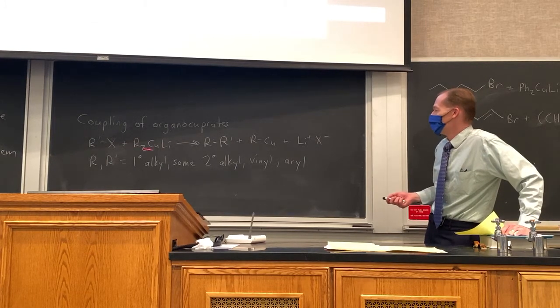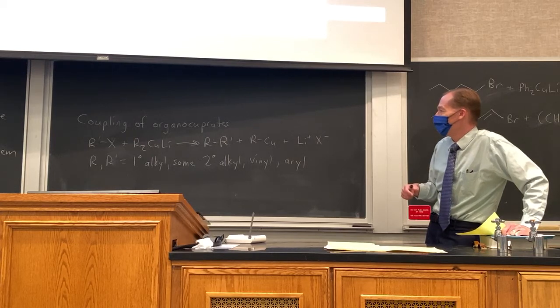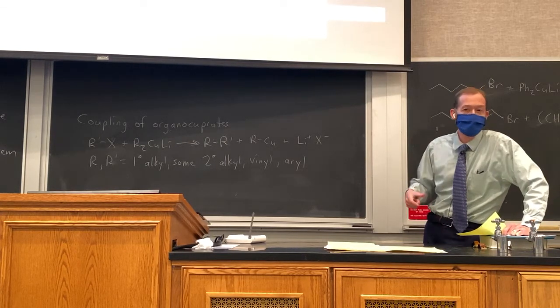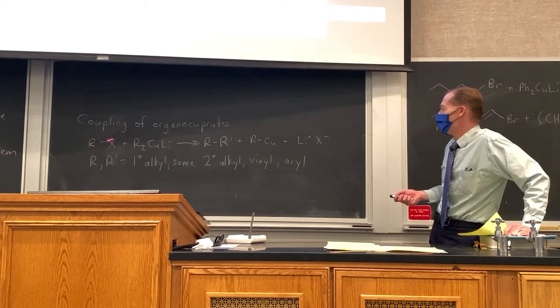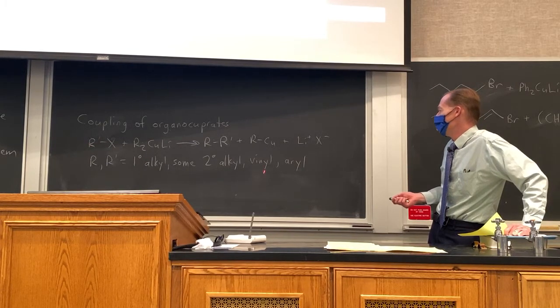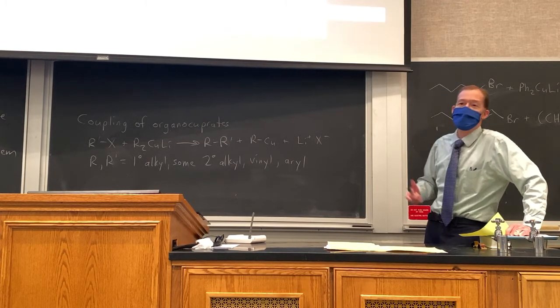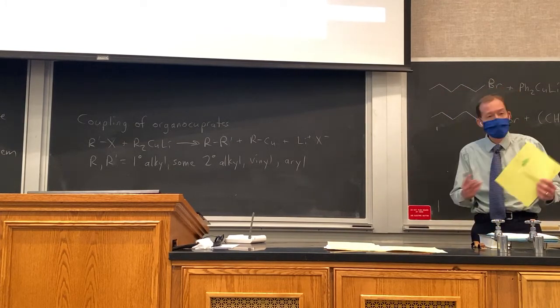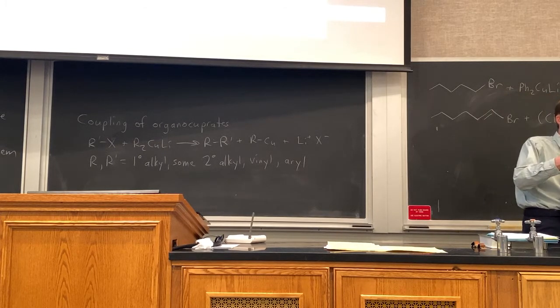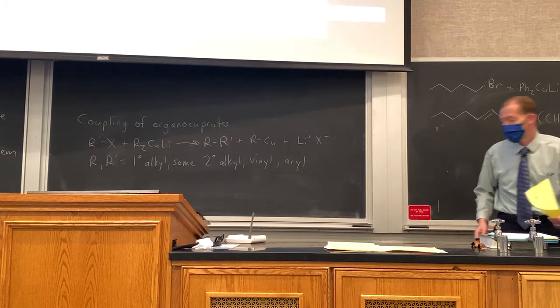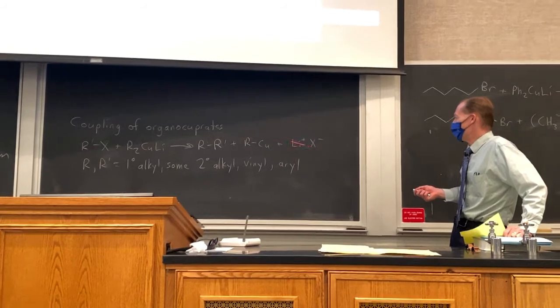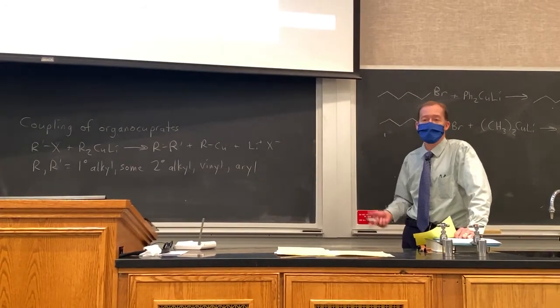And the requirements for the groups on either the halide or the cuprate are the same. Okay, so the group on the halide can be primary, vinyl, aryl, and in some cases alkyl. The group on the cuprate can also be in these same categories. And what's going to happen is we're going to form a carbon-carbon bond between those two groups. And then these are the byproducts that we're going to get from that reaction.